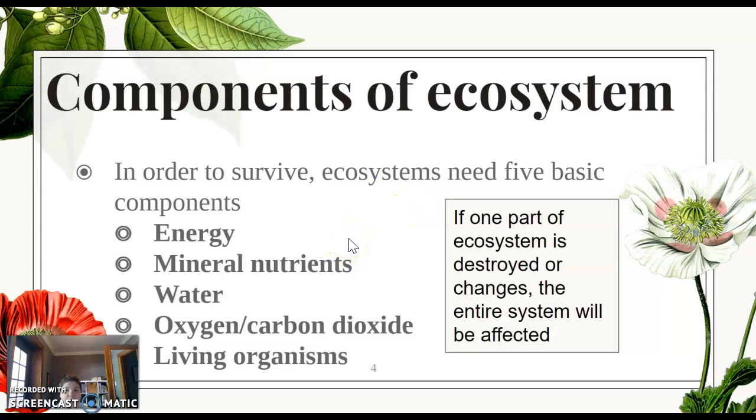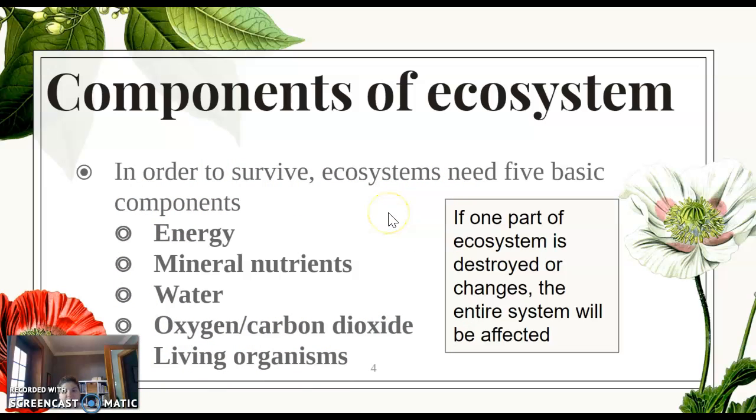Components of an ecosystem. So what are the parts of an ecosystem? In order to survive, ecosystems need 5 basic components, and this is something that you'll need to know. Ecosystems need energy. A lot of our energy is going to start with the sun. They need mineral nutrients. We talked about all of the nutrients and elements that we require: nitrogen, carbon, phosphorus, oxygen, hydrogen, just to name a few. They need water. We need oxygen and carbon dioxide, and we need living organisms in order to have an ecosystem. So it's the living things and the non-living things.